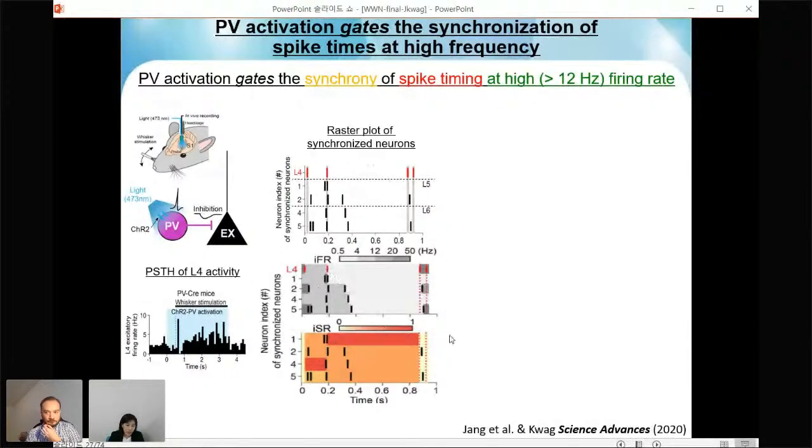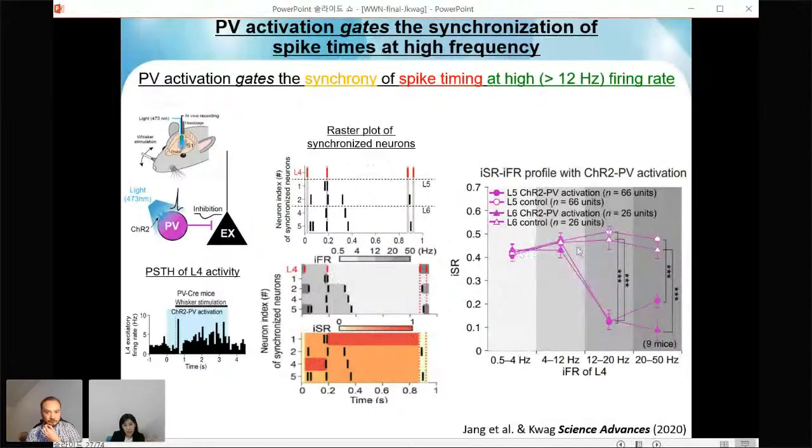we see that the patterns are slightly different. When we plot this into the iSR-IFR profile, before we saw a complete horizontal line in the control case, but now activation of PV interneurons completely changed the profile so that the high frequency spikes are gated. So the synchrony of spike timing at high frequencies, in this case above 12 hertz, is suppressed, whereas the synchronization of spike times at frequencies below 12 hertz remains the same.